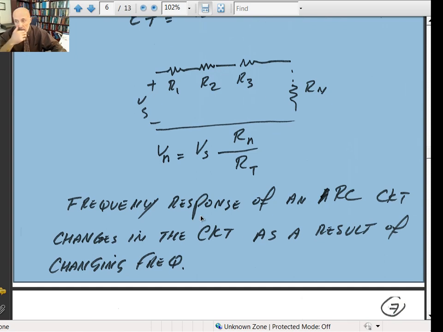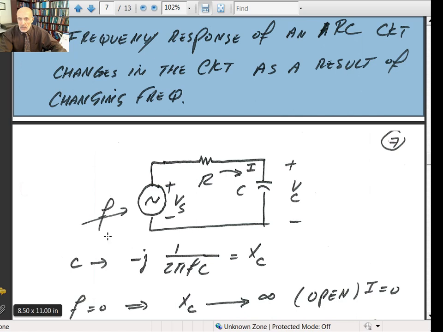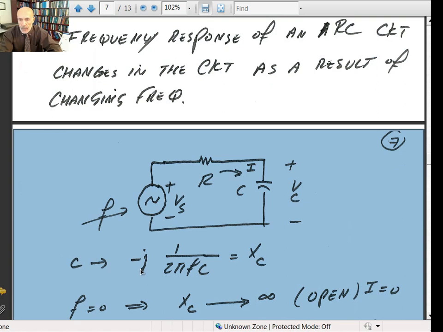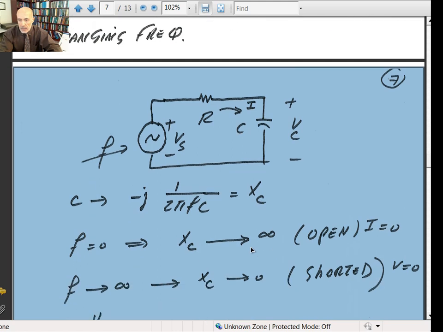Let's look at the frequency response of an RC circuit. The frequency response is the change in a circuit as a result of the change in the frequency. So if I look at this RC circuit, and you put a signal generator in here to change the frequency, you replace the capacitance with minus J times 1 over 2 pi f times C, which gives you minus JXC.